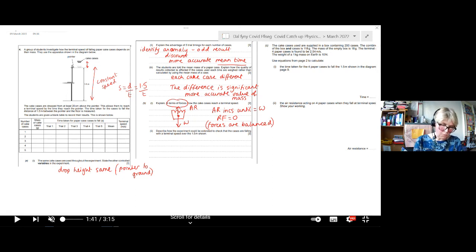All right, so talk in terms of the forces, and then describe how the experiment could be extended to check that the cake cases are falling at a terminal speed over the 1.5.